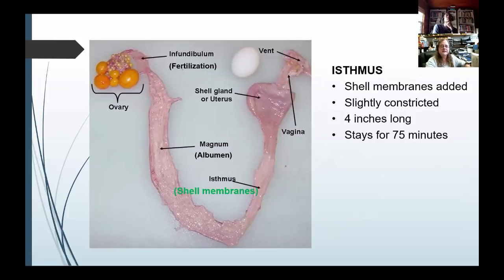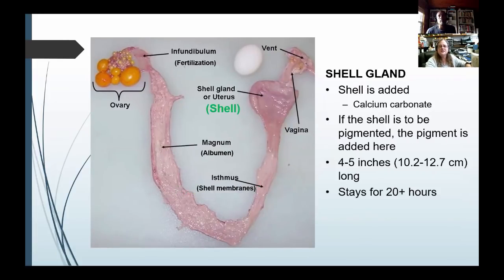Then on to the isthmus, where the shell membranes are added. The isthmus is slightly constricted. That's where it gets its name. It stays here for about 75 minutes. And then it's on to the shell gland, or the uterus as it's called. The shell is added here. It's basically made up of calcium carbonate, but there's some magnesium and phosphorus and other things in there. But the majority of it is calcium carbonate.